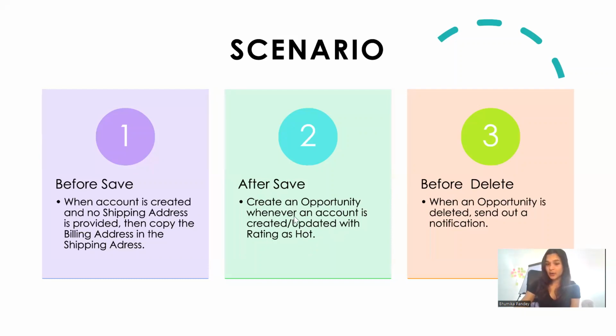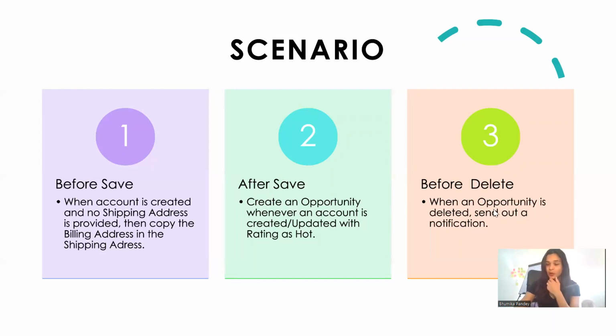This is why we are choosing to implement this requirement in the after save, because when I am creating my auto generated opportunity using my flow, at that point of time I would want the account ID. I would want to associate that opportunity to the account that I am creating, correct? That is why I'm choosing the after save event.